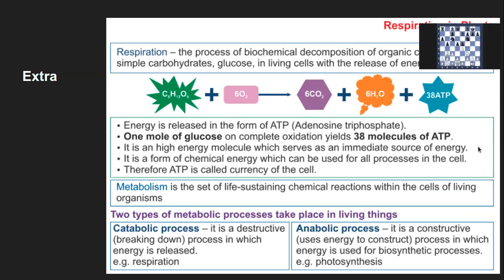So just one question. Yes. This anabolic is a constructive process, like a synthetic process, right? Yeah. So, sorry, you were saying? Go ahead.